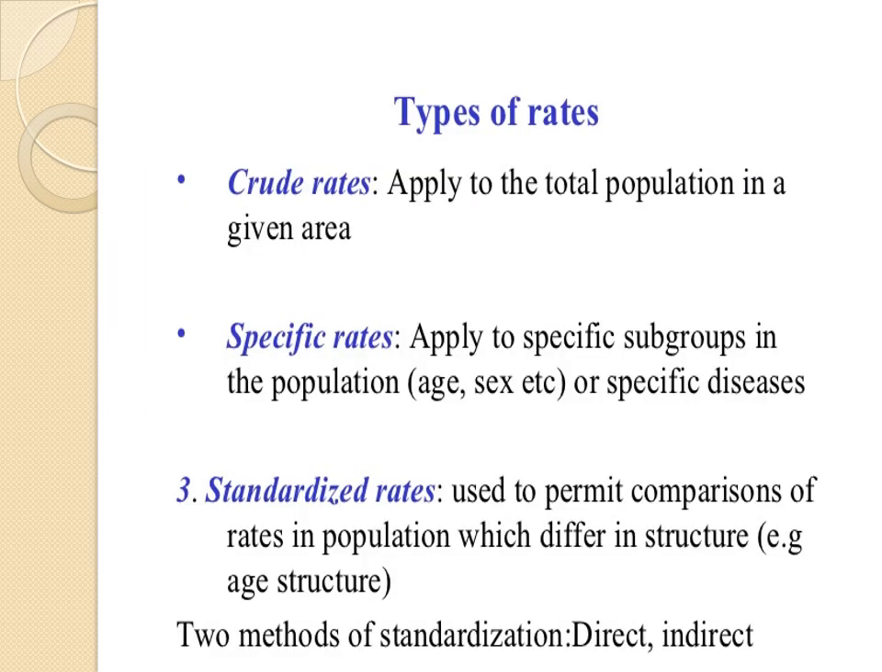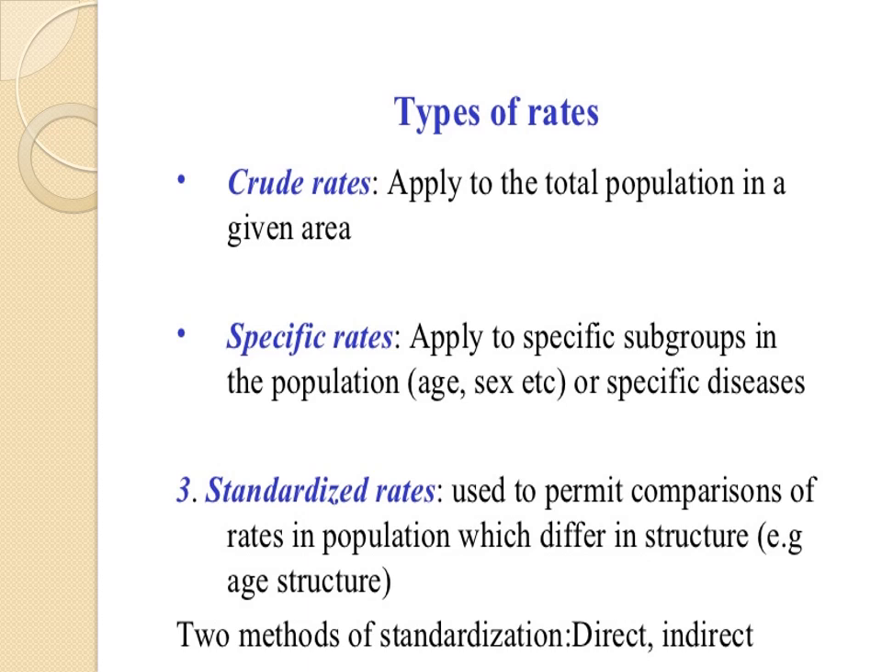So what are the different types of rates? The types of rates can be crude rates, which apply to the total population in a given area. The rates can be specific rates. So instead of the total population, we can apply them to specific subgroups in the population, for example, a specific age group, a specific sex, etc., or for a specific disease.